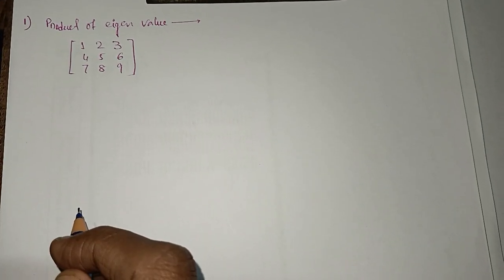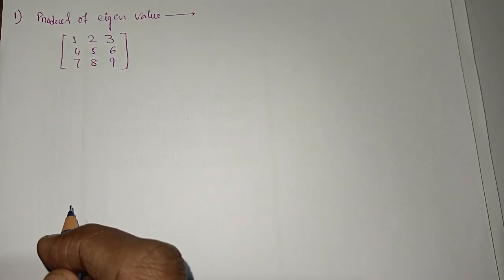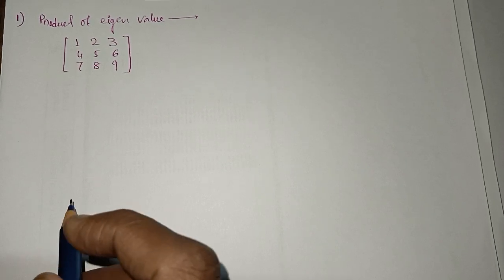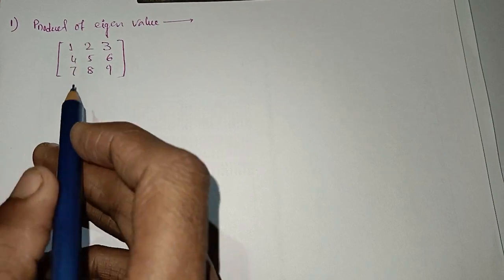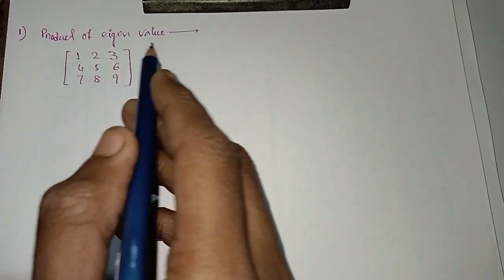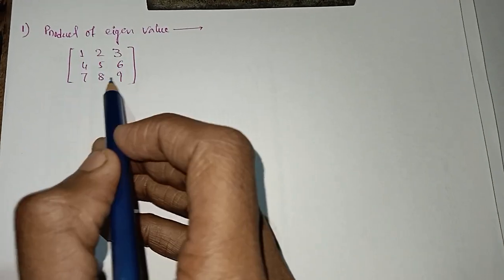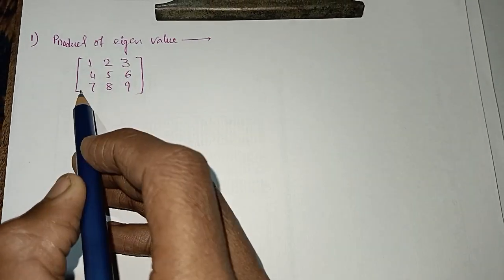So today we get the computer science paper being conducted. We are analyzing the engineering mathematics question. We came across a question related to linear algebra. We have to find the product of the eigenvalues, where we are given the determinant 1, 2, 3, 4, 5, 6, 7, 8, 9.